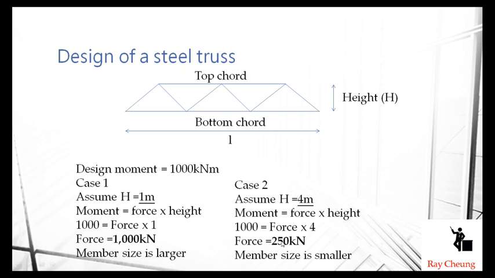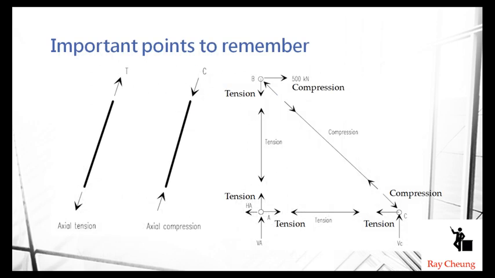That means if you have a truss with a higher level, the member size should be smaller. This is a common phenomenon you can see all over the world. And this shows you how to define whether a member is in tension. For example, if the force is pointing outward, the member is in tension, and if the force is pointing inward, we call it compression.